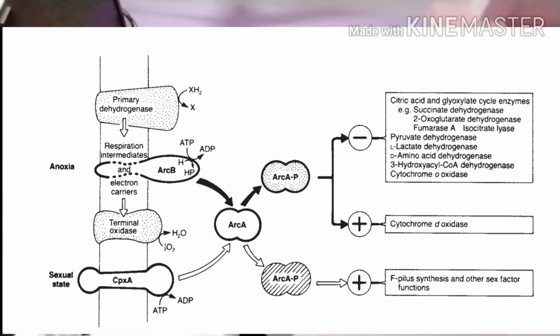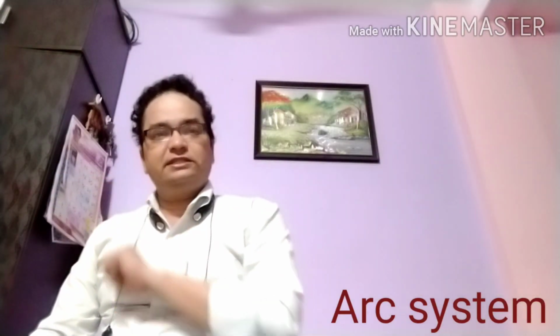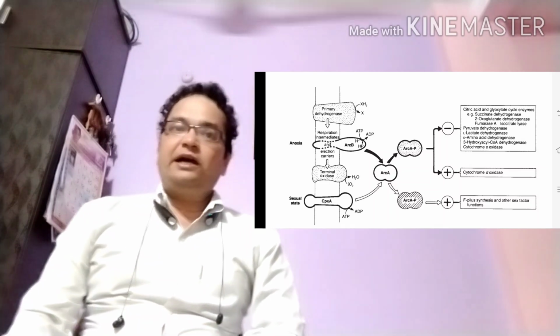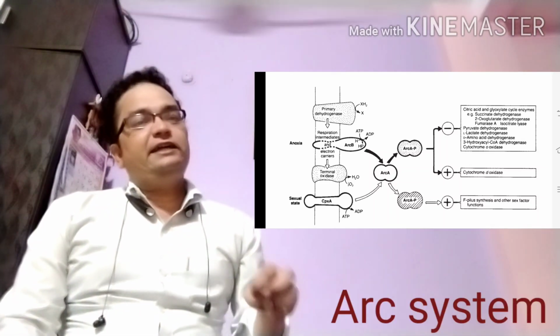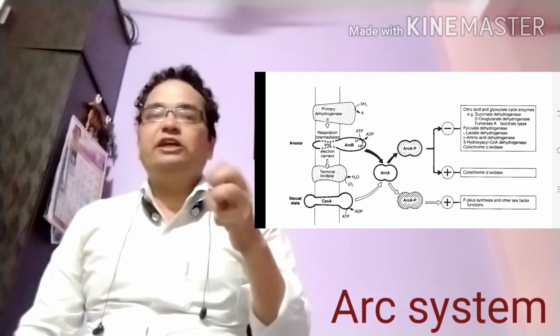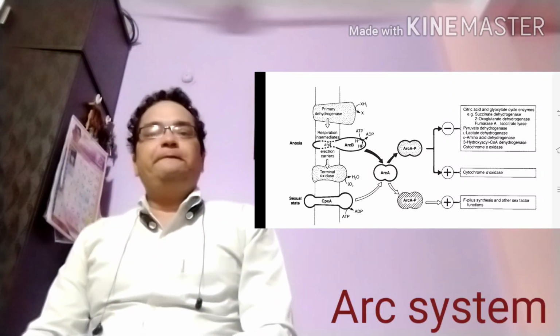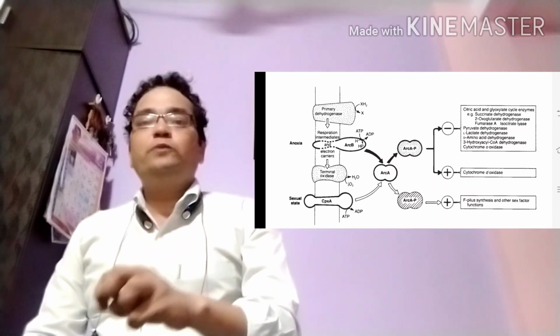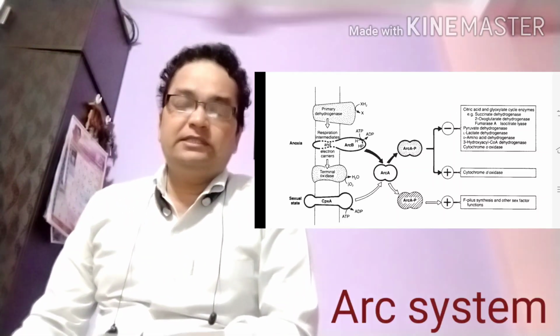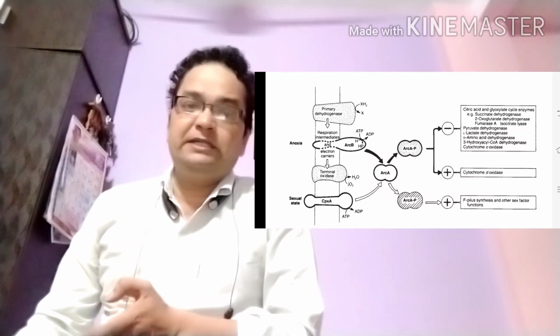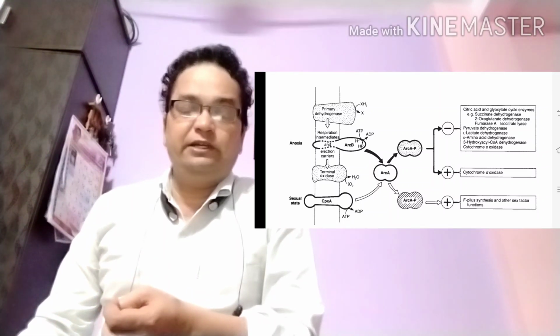Now this phosphorylated histidine kinase activates the ARCA. ARCA is a diffusible protein. Diffusible protein means it is present in the cytoplasm. And now this phosphorylated ARCA acts as a regulator protein. It acts as the positive regulator for cytochrome D oxidase. This positive regulation means it activates the cytochrome D oxidase.